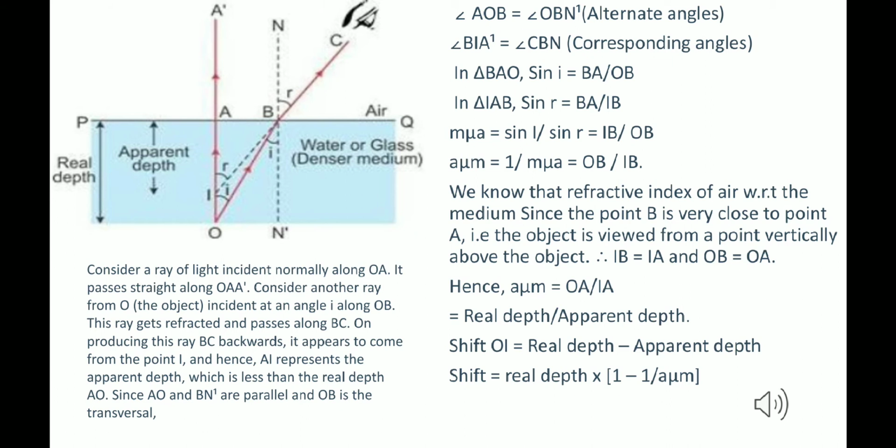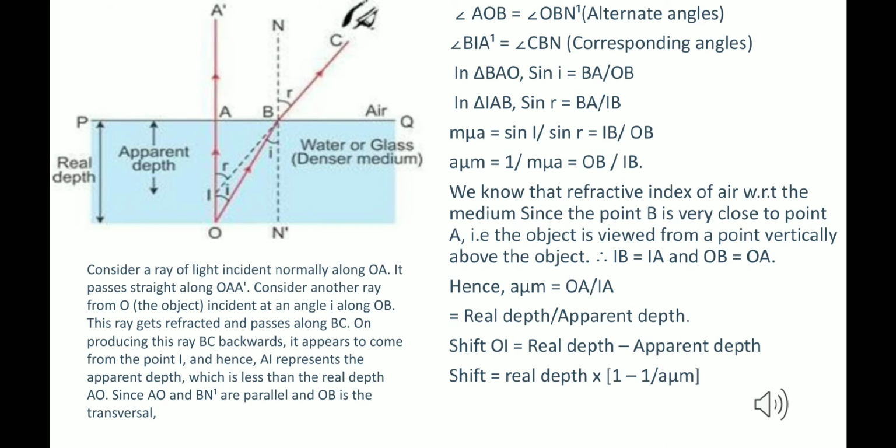Consider another ray from O, that is the object, incident at an angle I. You can see the angle I over there along OB. OB is the incident ray. The ray gets refracted and passes along BC. So BC is the refracted ray. On producing this ray BC backward, it appears to come from the point I. So when it is traced back, it is assumed that it is coming from I, and hence AI represents the apparent depth.